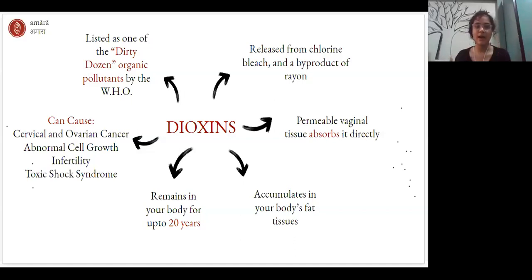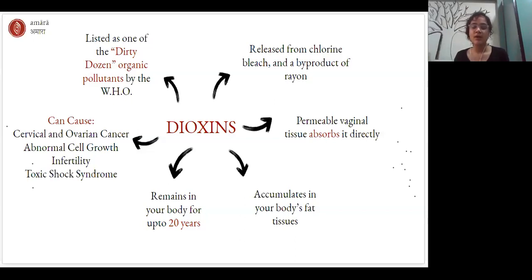So now what happens is these get absorbed into your body. Like he said before, the skin of the vagina is very permeable, and anything can get absorbed into it very quickly, and it doesn't get filtered out of your system. And since dioxins are not natural, your body doesn't know what to do with them, so they don't get broken down, and they can accumulate in your fat cells and stay there for up to 20 years because your body doesn't know what to do with them.